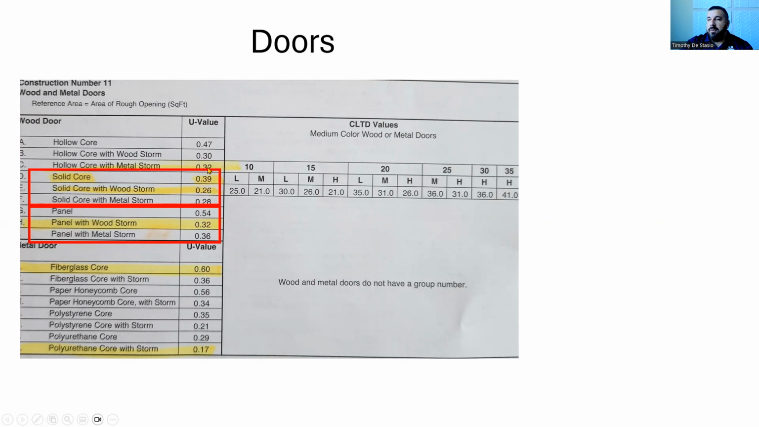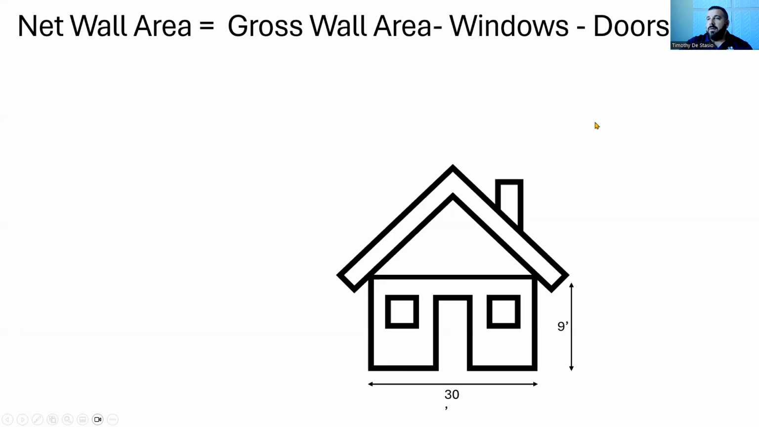But as you can see, these numbers aren't that far away from each other, so don't get hung up on what kind of door you have. There's probably only 2 or 3 doors in the house. It's not representing a huge portion of the area of the house. So be as accurate as you can, but do not get hung up on these details.